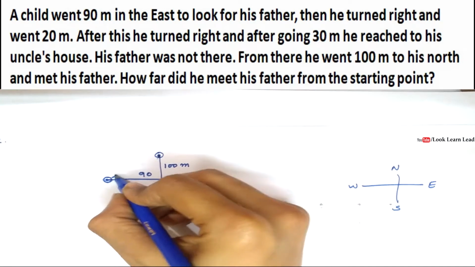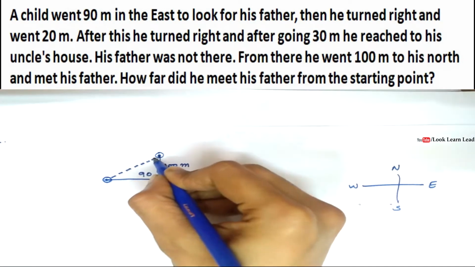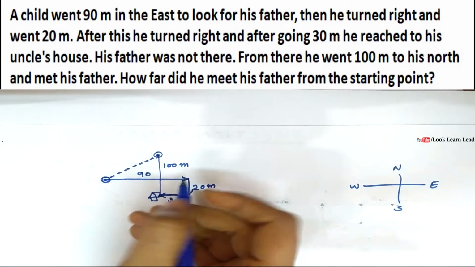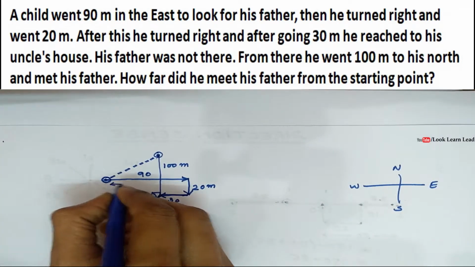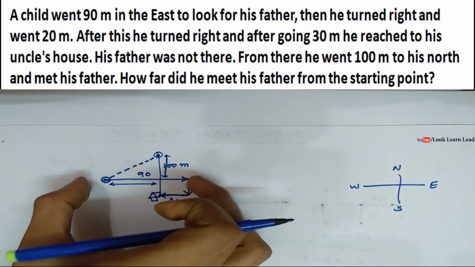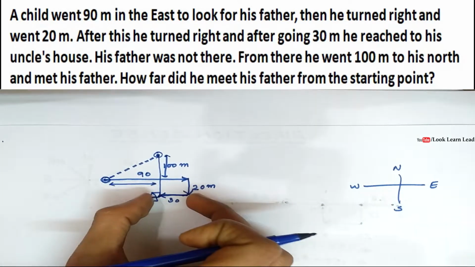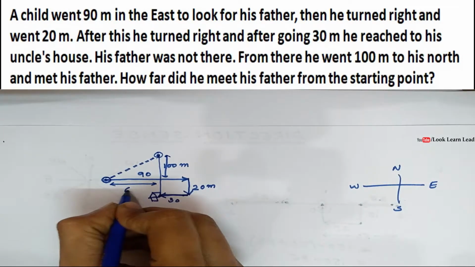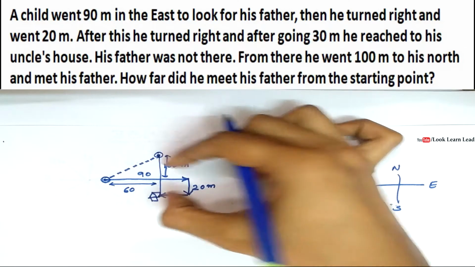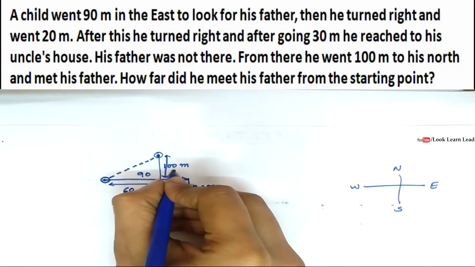That is, we have to calculate this distance. Okay, so see, here we would be using Pythagoras theorem. For this, we need to know this distance, and we need to know this distance. Okay, now what is this distance? Is this 90 minus 30? It is 60. Okay, and what is this distance? Total is 100. 100 minus 20 is 80.